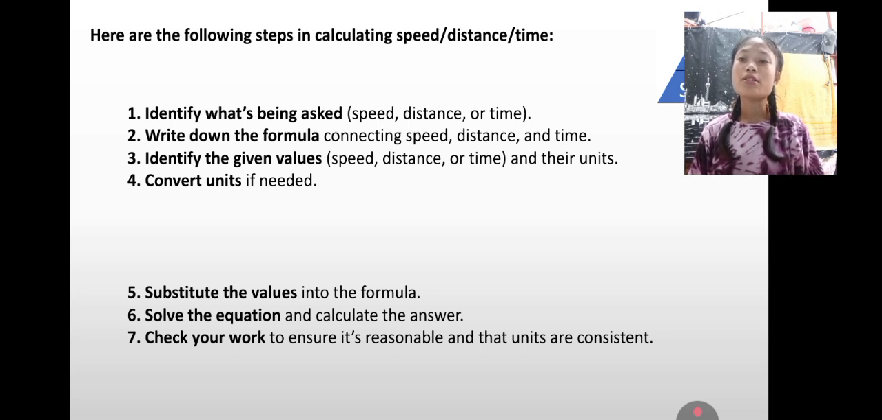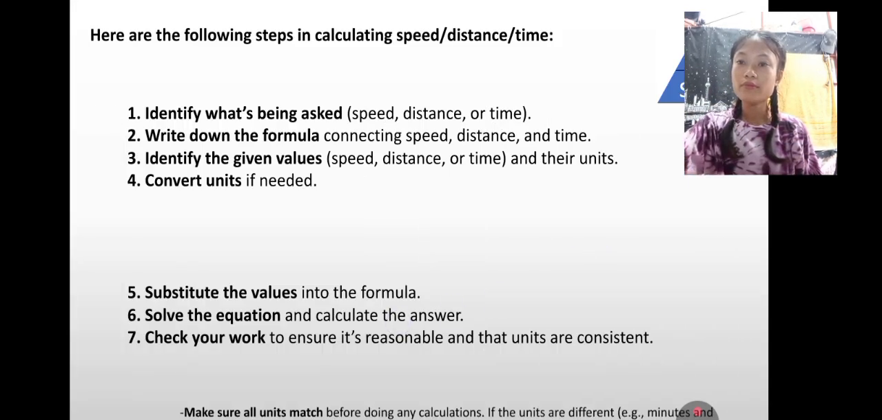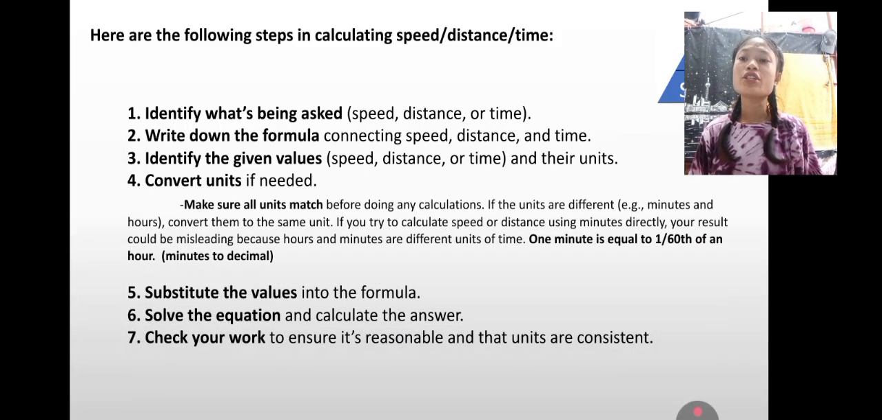First, identify what's being asked. Second, write down the formula. Third, identify the given values and their units. Fourth, convert the units if needed. So make sure all units match before doing any calculations.